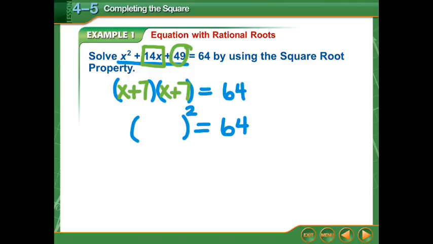So remember what I said is what's in parentheses is going to be the same for both parentheses. So the number that you come up with times itself should equal the last number, and plus itself should equal the middle number. So instead of me writing it twice, x plus 7 times x plus 7, I can write it as x plus 7 all squared equals 64. Okay, once we have a perfect square set equal to a number, I can get rid of the square by using the square root property. I can take the square root of both sides of the equation.